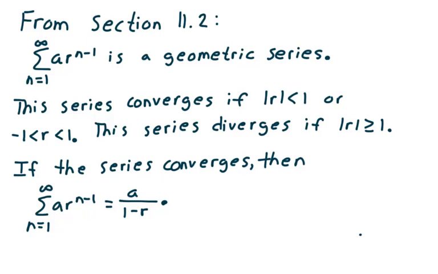This is a video from section 11.2 in my Calculus 2 class. The summation from n equals 1 to infinity of ar^(n-1) is a geometric series. This series converges if the absolute value of r is less than 1, or r is greater than -1 and less than 1. This series diverges if the absolute value of r is greater than or equal to 1.